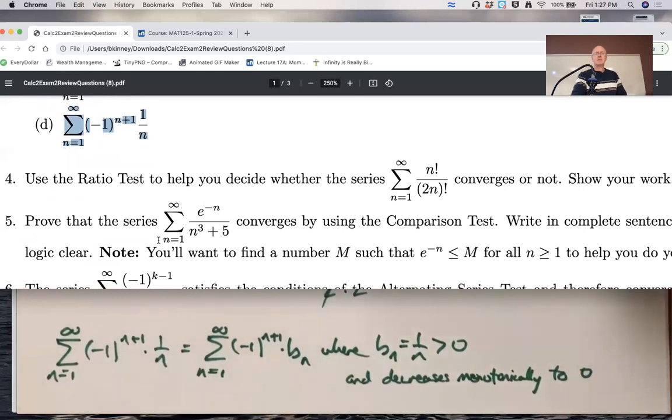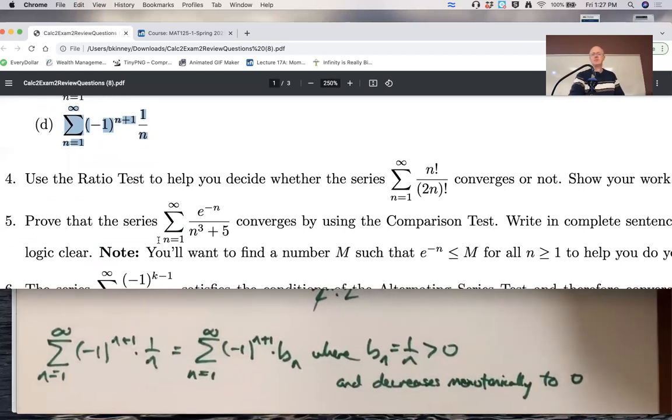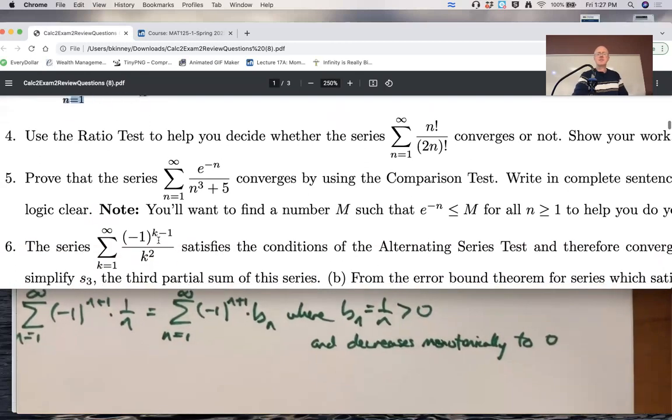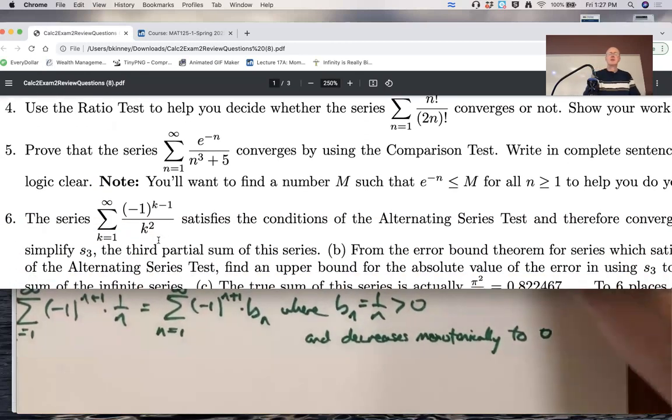For sake of time, we'll skip number 4. You probably should have gotten that it converged. You probably should have gotten a limit less than 1, I'm guessing. Number 5, it's a proof problem.